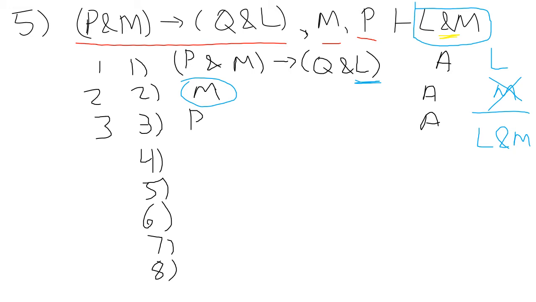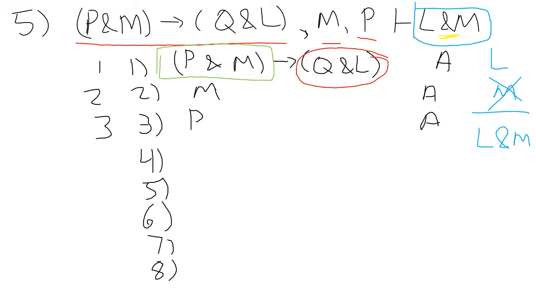So how am I going to get L by itself? Well, it's stuck here by this arrow. So I need to do arrow out to free up this L somehow. So what's our arrow rule? Well, I have a conditional statement here where I've got the antecedent on the left, the consequent on the right.